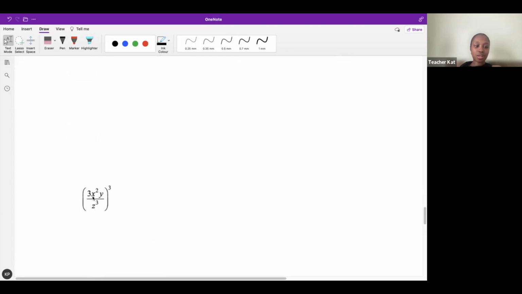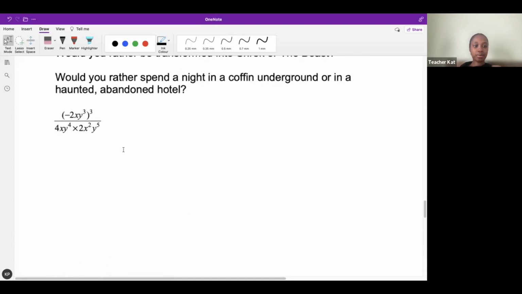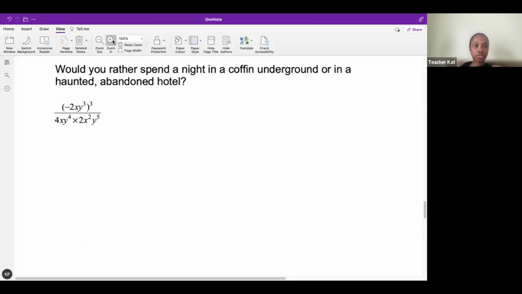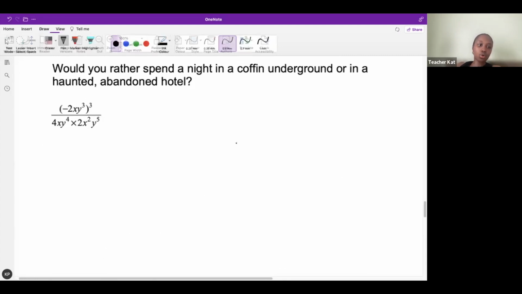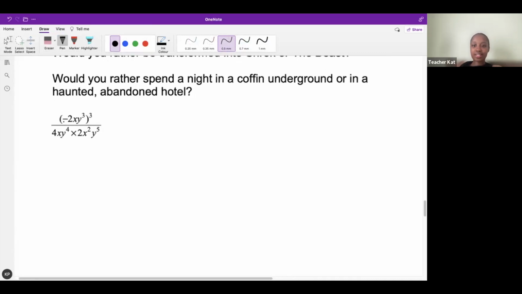Okay, let's get working with this one. I already know we're going to need a lot of space, so maybe I should move this one down. There we go. And zoom in a bit. There we go. All right.